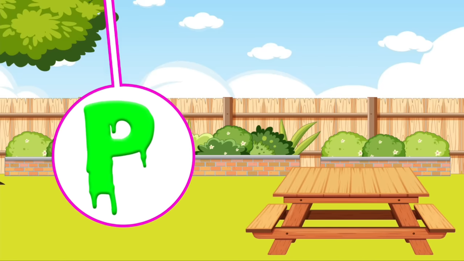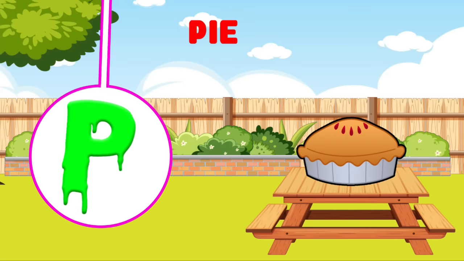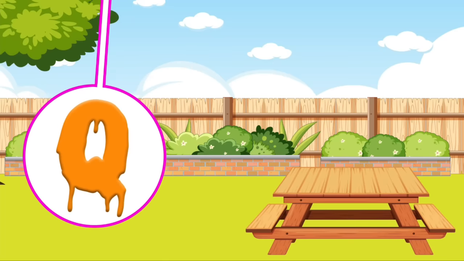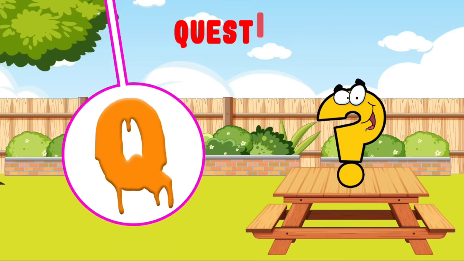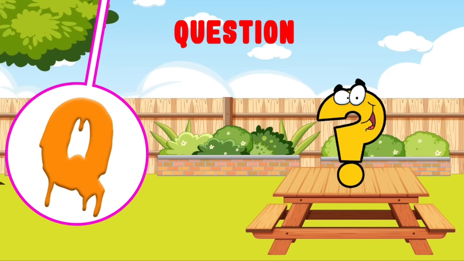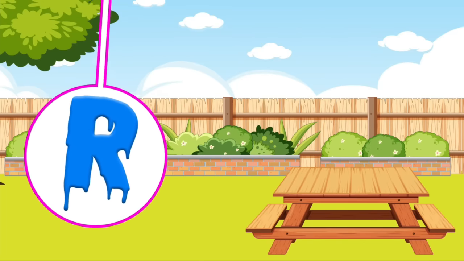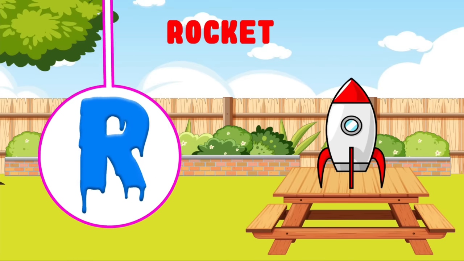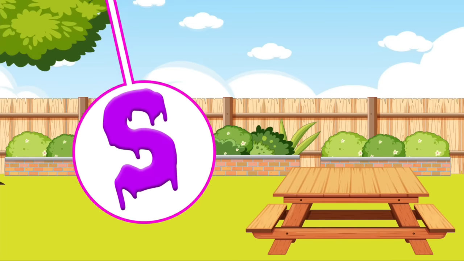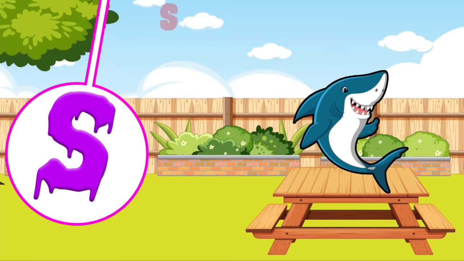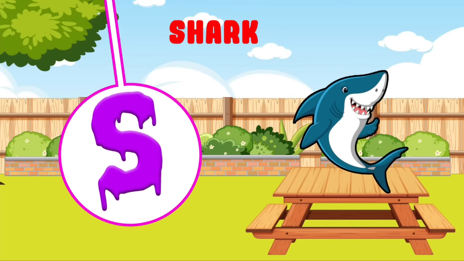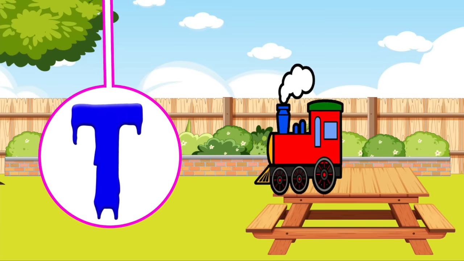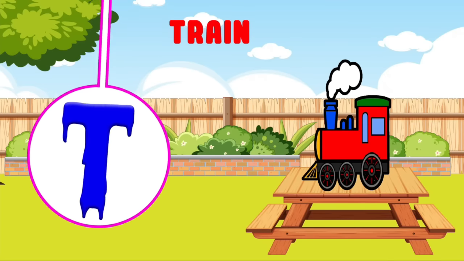P. Letter P is for pie. Q. Letter Q is for question. R. Letter R is for rocket. S. Letter S is for shark. T. Letter T is for dream.